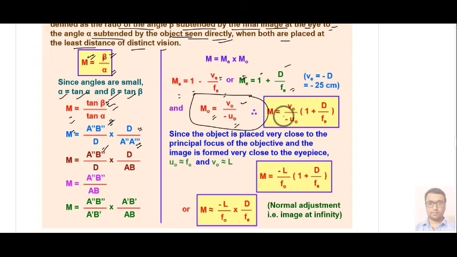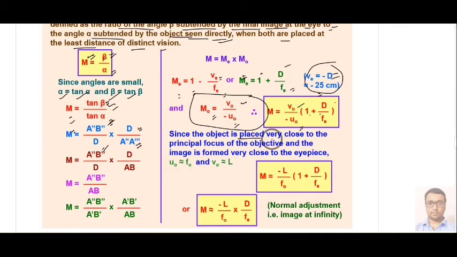Here you can replace it by v_o upon u_o into 1 plus D upon f_e if you replace v equal to minus D, or minus 25 centimeter. That is called the least distance of distinct vision.